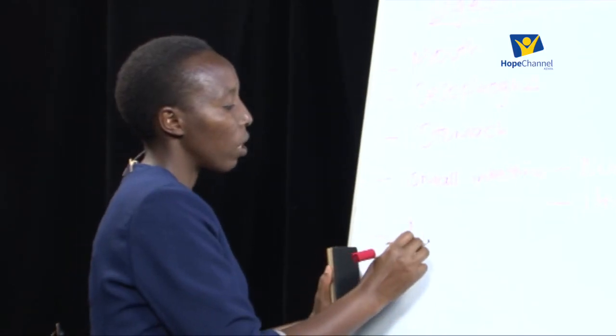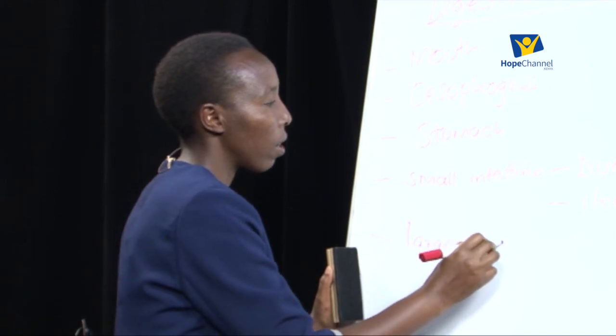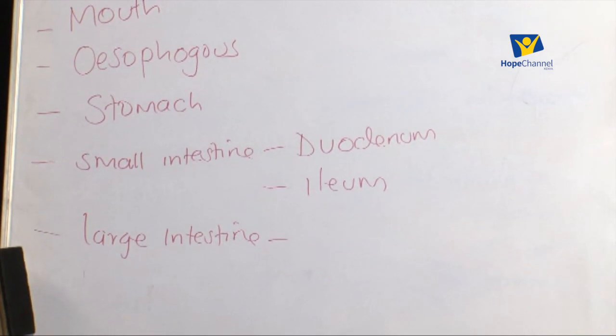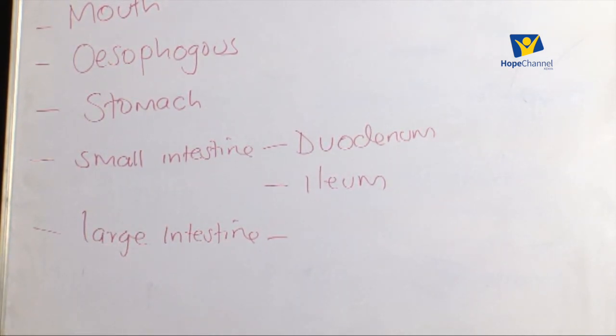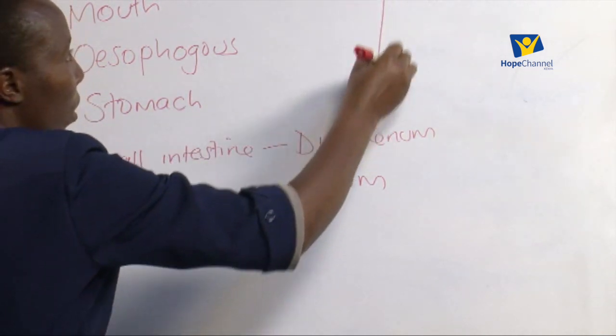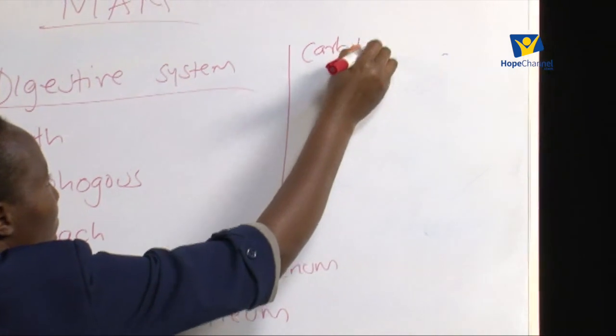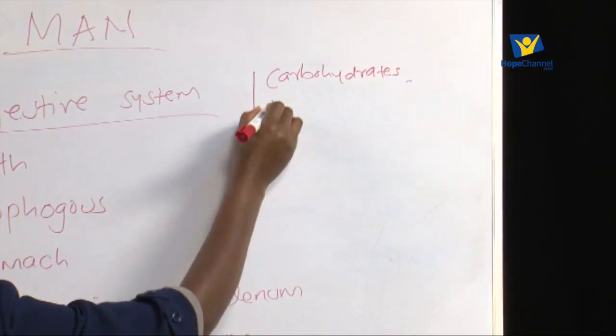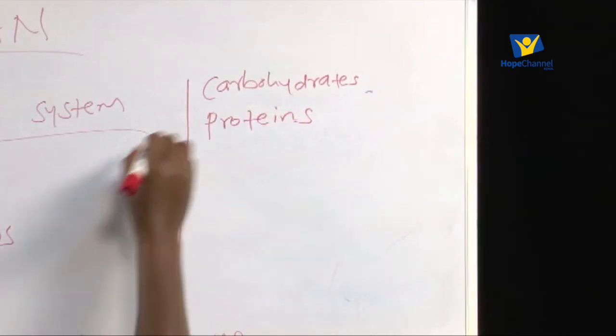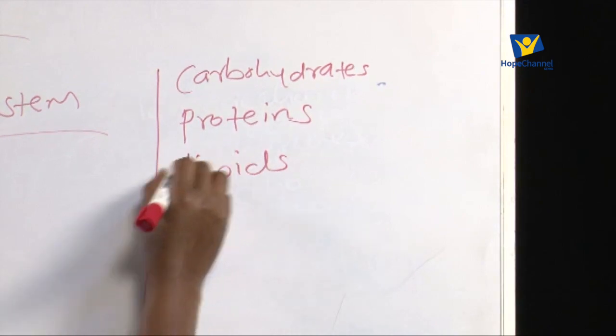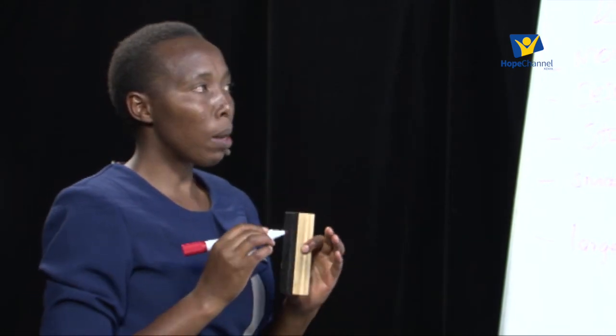Then we have the large intestine, that consists of the colon, the rectum, the appendix, and those other parts. Now, remember, we have to understand what is this food that we need to digest. Remember we said we have different classes of food. We have the carbohydrates, the proteins, and the lipids. Basically, these are the complex food substances that we need to break down into simple substances that can be absorbed into the blood system.